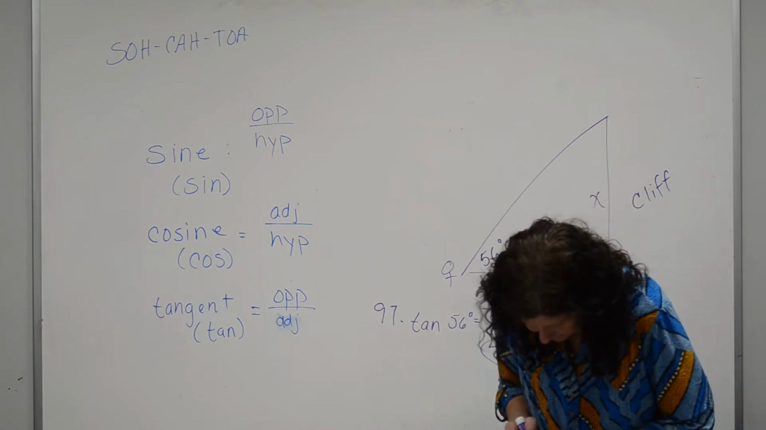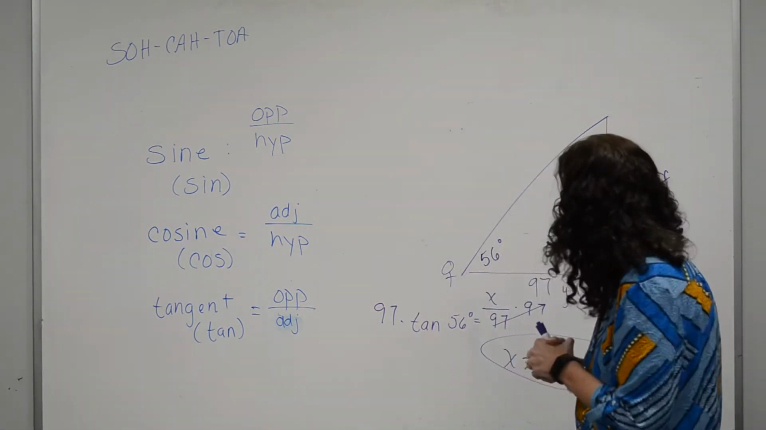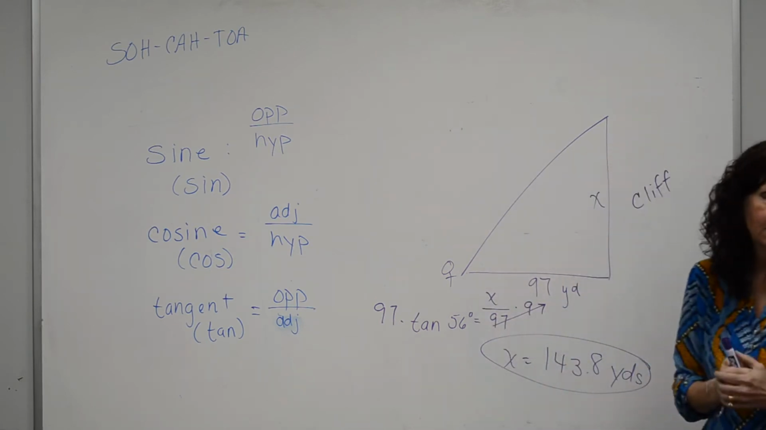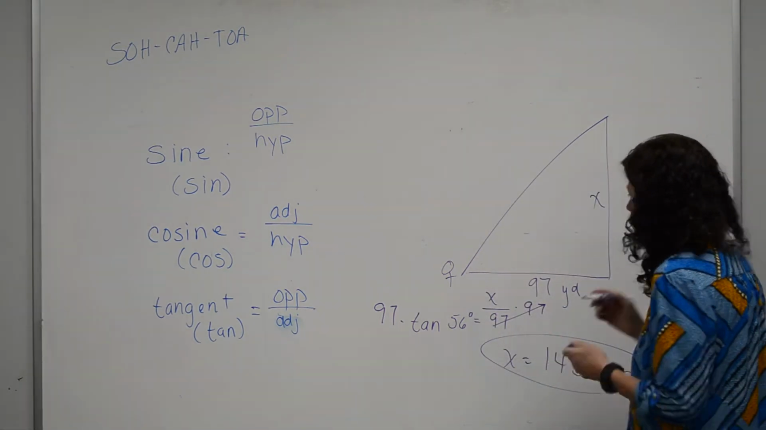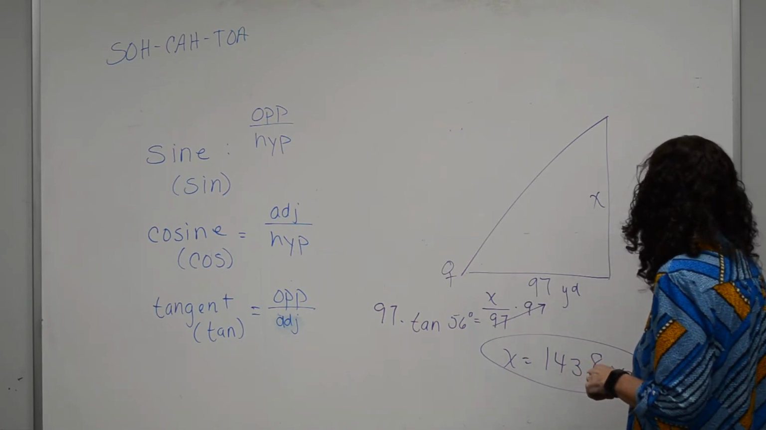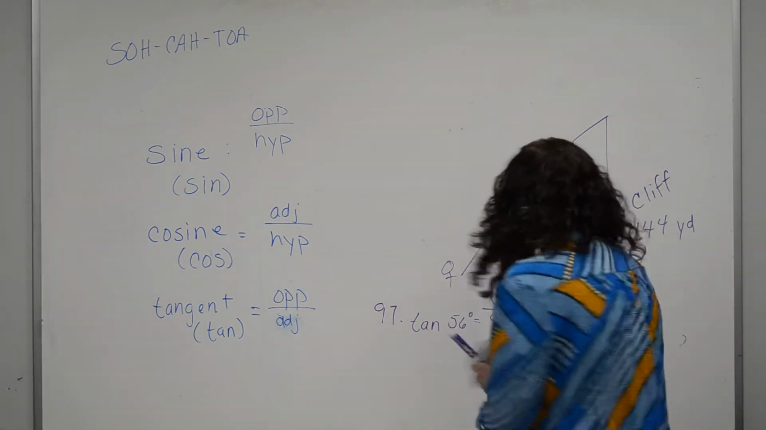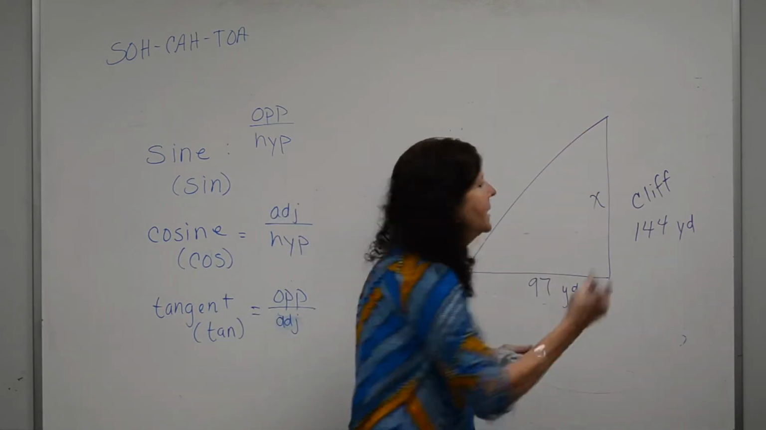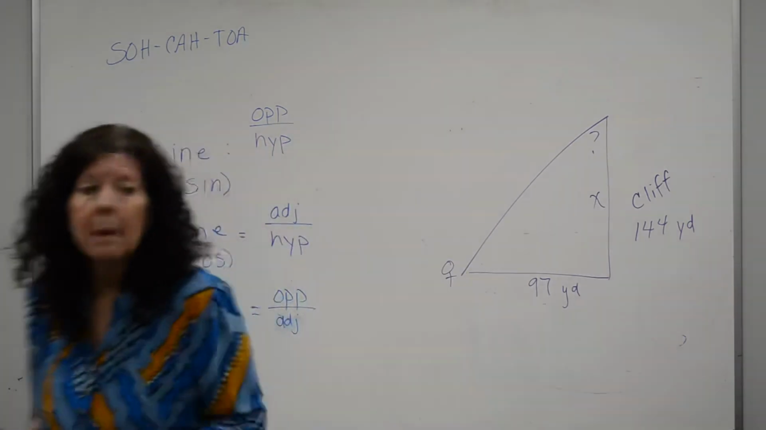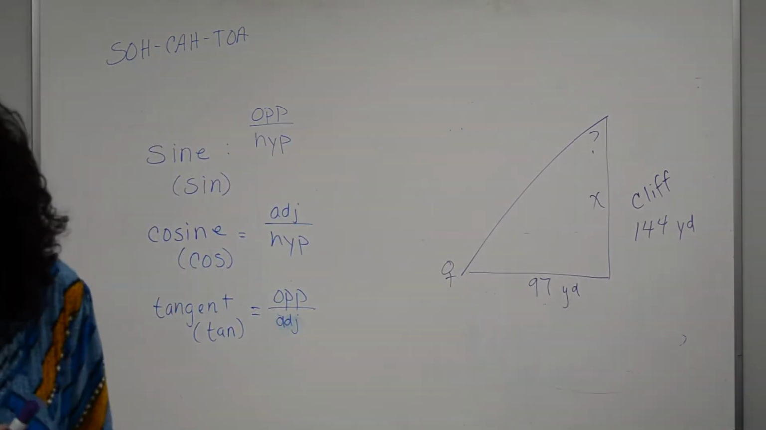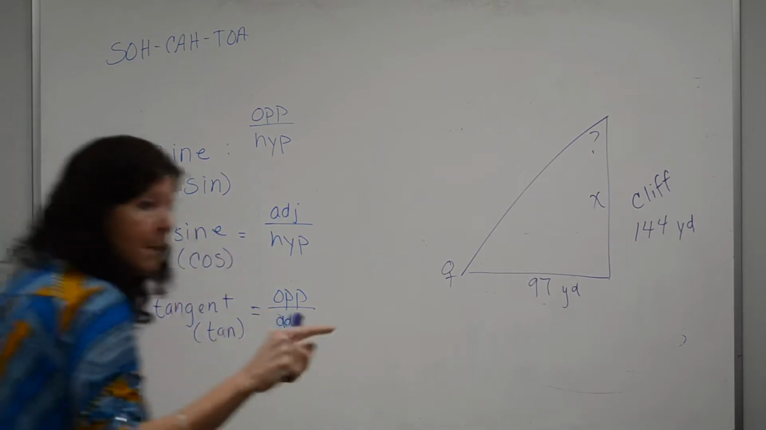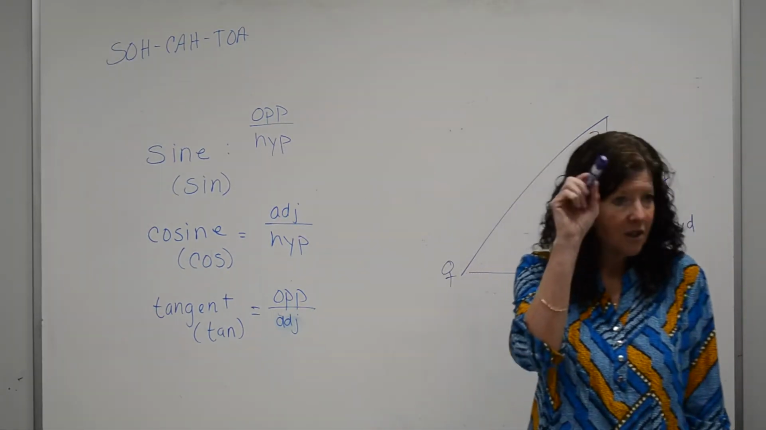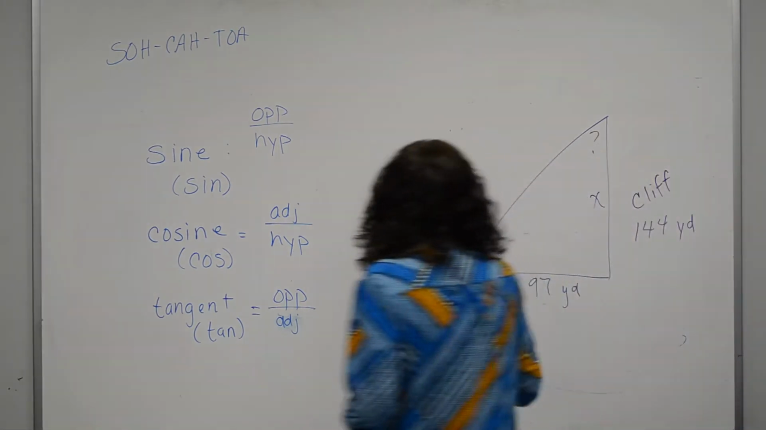Now, there's also a way to find angles. Let's pretend we don't know any angles, and what the original problem gave me, I'll just make it up here. Let's go ahead and round that to 144 yards. Let's say that we know those, and I want to know what this angle right there is. Anytime I'm trying to find an angle, I'm going to be using something on my calculator called inverse. Inverse is above your sine, cosine, and tangent buttons, where it says sine to the negative first power, cosine to the negative first.